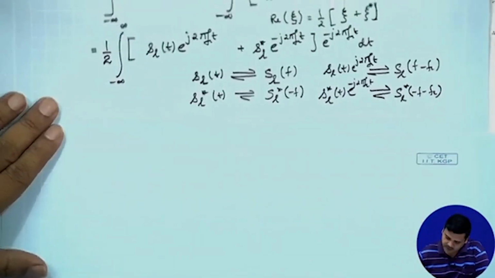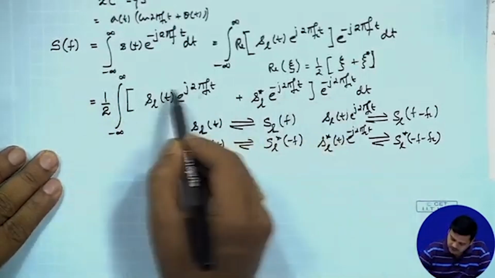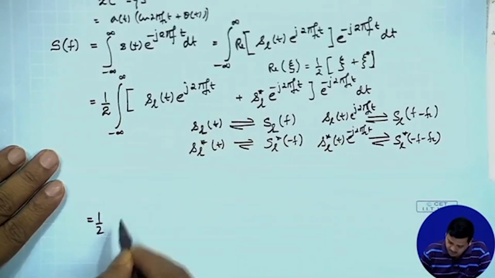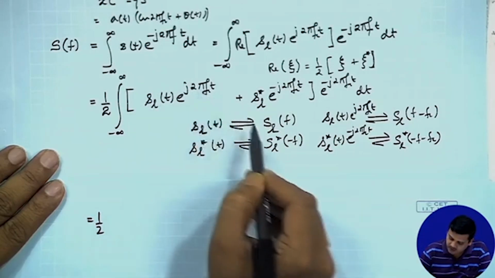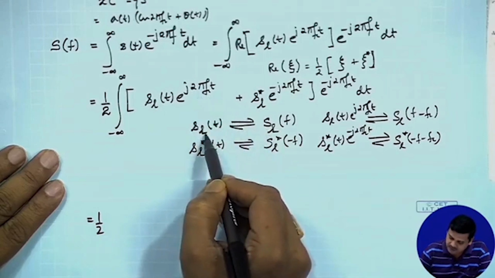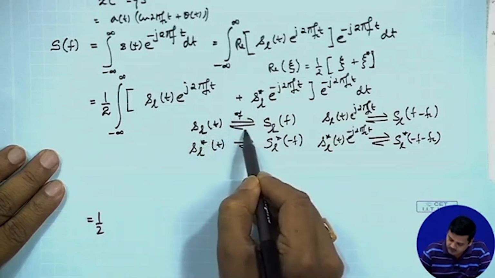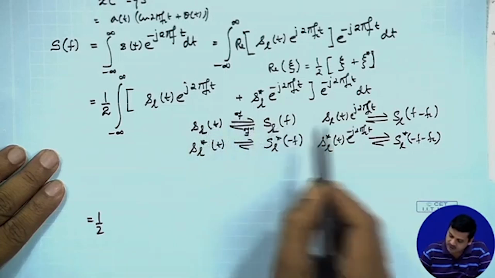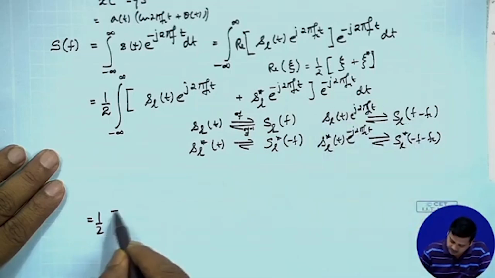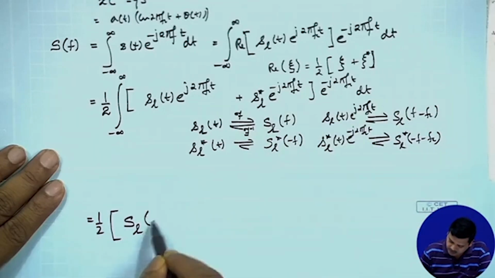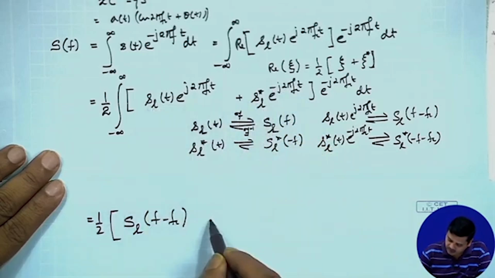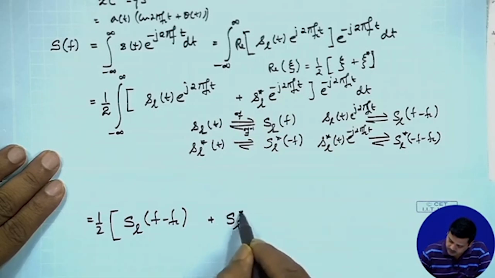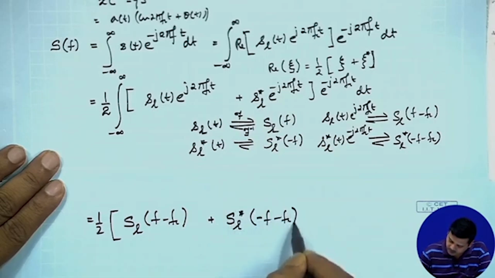Then we could write that the last expression is equal to half of, first, the Fourier transform of s_L of t e to the power of j 2 pi f_c t. If s_L of f is the Fourier transform of s_L of t, then we could use this relationship: s_L of f minus f_c. And if you look at this, the second term is the conjugate of this, and hence the conjugate would turn out to be s_L conjugate of minus f minus f_c.